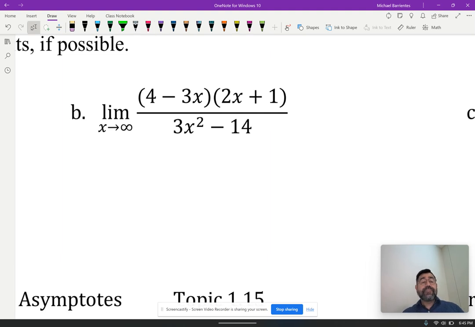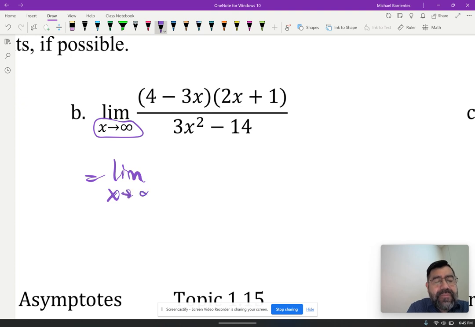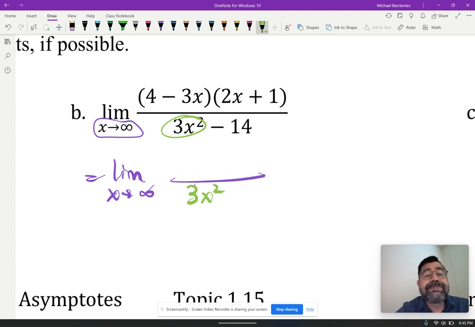I look at part B and I say, okay, there's a limit at infinity again. So I can focus on the biggest term only. The biggest term in the denominator would be this guy. But what's the biggest term in the numerator? Well, we haven't multiplied everything out, right? So what would be the biggest term here? Well, this would be the biggest term here. Be careful. Take the sign with you. Well, what would be the biggest term here? Well, this is the biggest term here.